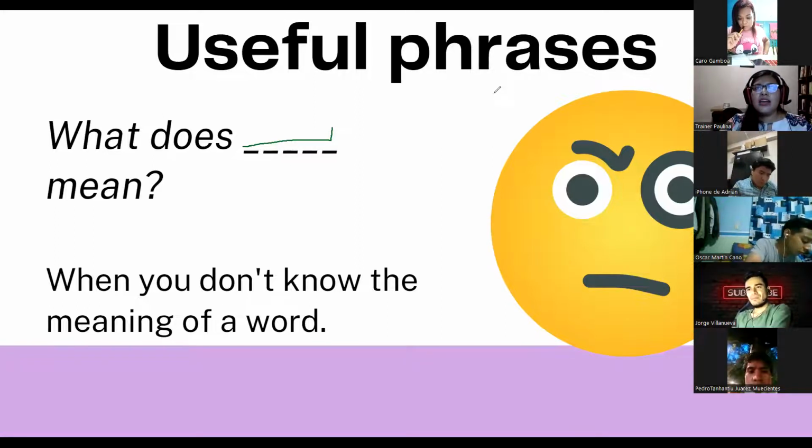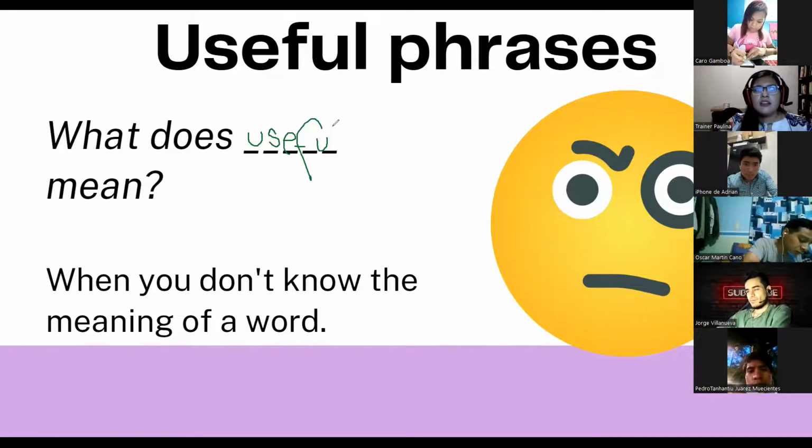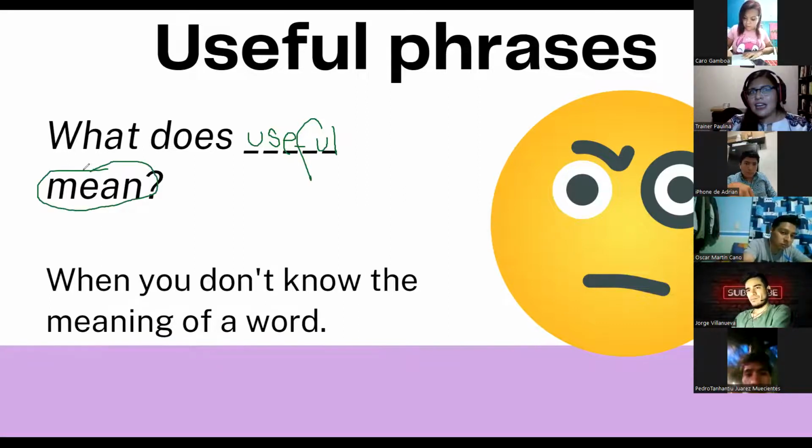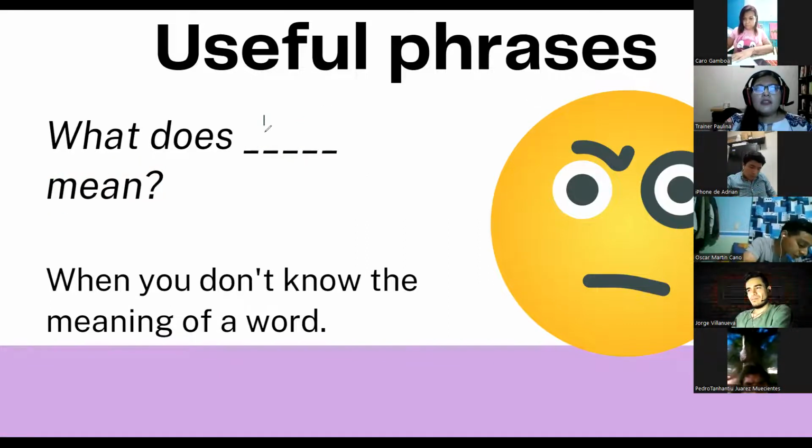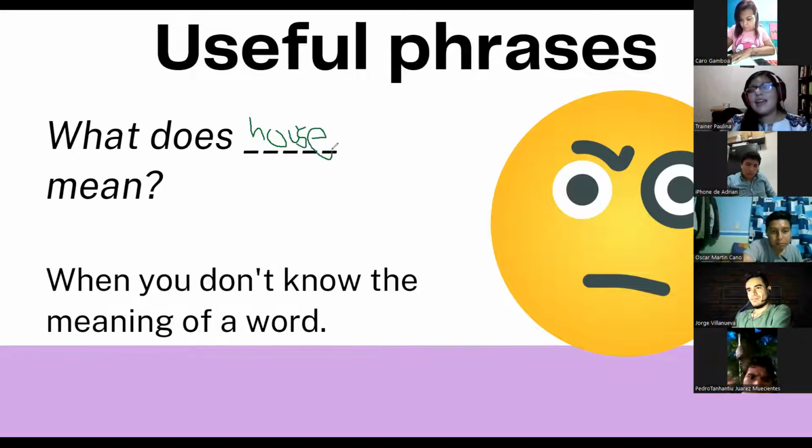Entonces, yo puedo preguntar, what does useful mean? Como aquí, useful phrases. What does useful mean? ¿Qué es useful? ¿Qué significa useful? Esta palabra de aquí es significar. What does useful mean? Ah, significar. What does dog mean? Ah, perro. What does, I don't know, house mean? Ah, casa. Yes?